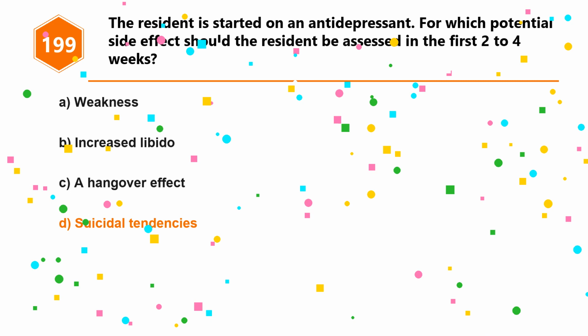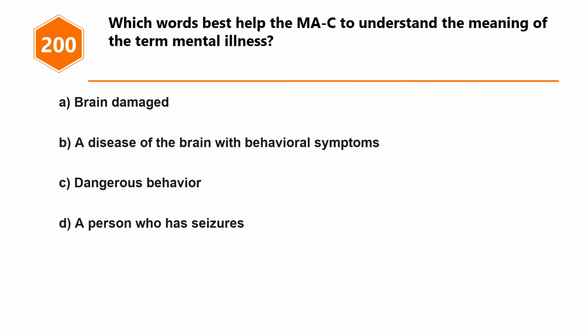The correct answer is option D. Suicidal tendencies. Question 200. Which words best help the MACE to understand the meaning of the term mental illness? Option A, brain damaged. Option B, a disease of the brain with behavioral symptoms. Option C, dangerous behavior. Option D, a person who has seizures.